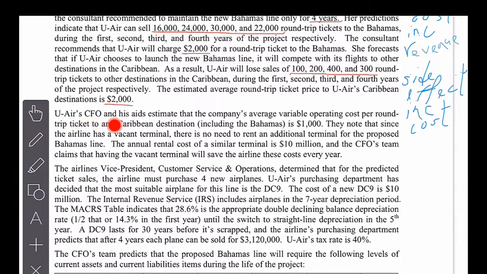UAir's CFO and his aides estimate that the company's average variable operating costs per round-trip ticket to any Caribbean destination, including the Bahamas, is $1,000. Okay, so what is this all about? Is this relevant?